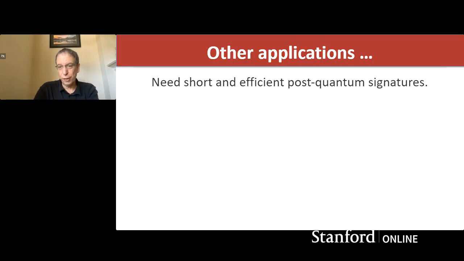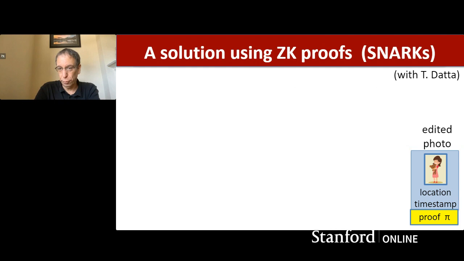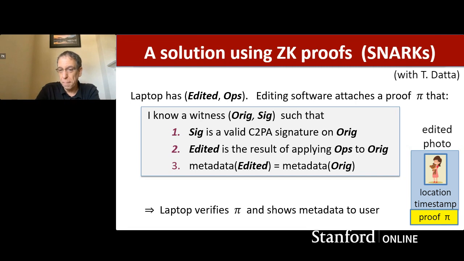Here's a cute application of zero-knowledge proofs. The idea is that instead of embedding a signature in the processed photo, we're going to embed a proof in the processed photo. And what are we proving? The laptop receives the edited image and the operations that were applied to the image.